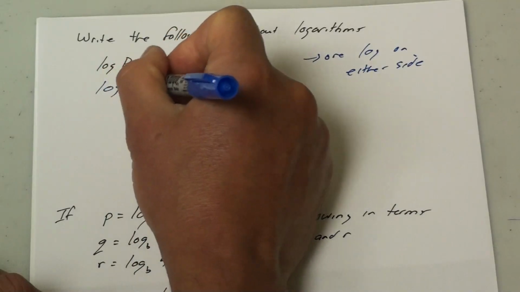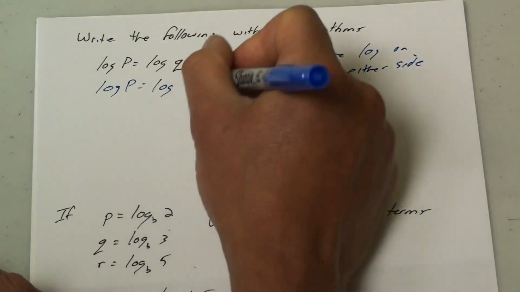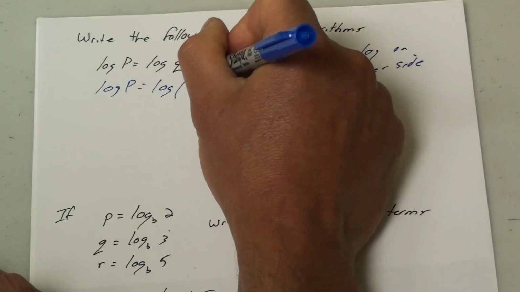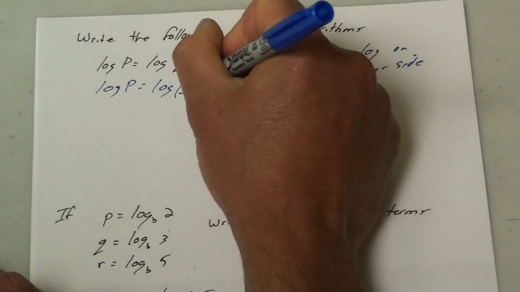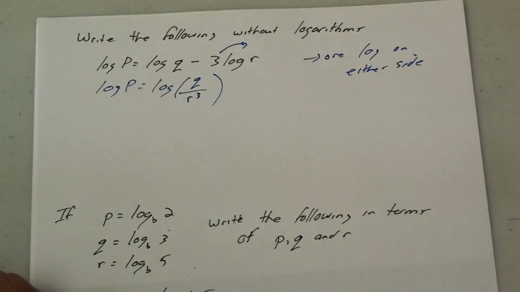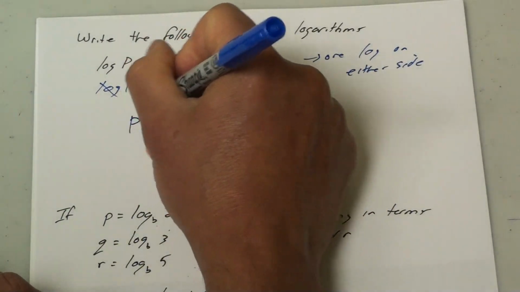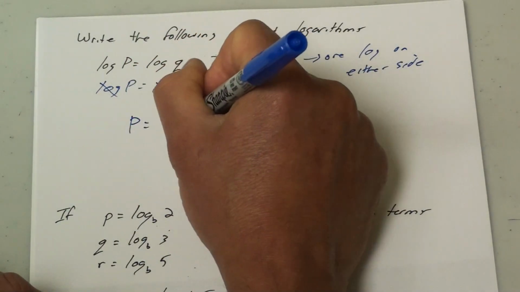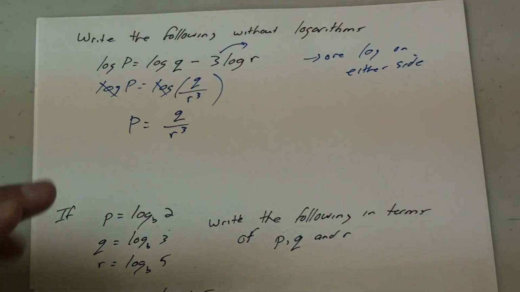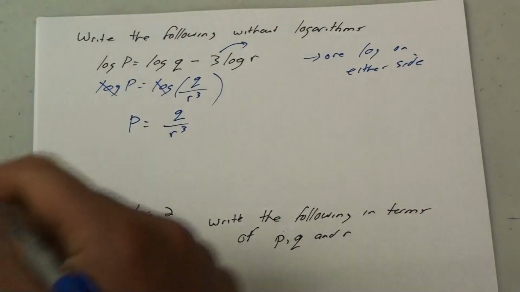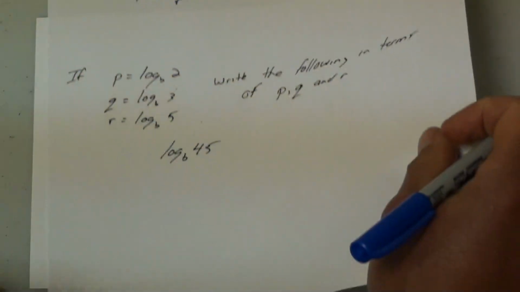So log P equals log, subtraction means dividing, log Q over, now that 3 can come up and become an exponent, so it's over R cubed. I have 1 logarithm on either side, I can cancel them out. So P equals Q over R cubed. Without logarithms, you want to write it without logarithms, get 1 logarithm on either side and then you can cancel them out. Okay, and that's where those logarithm rules come into play.